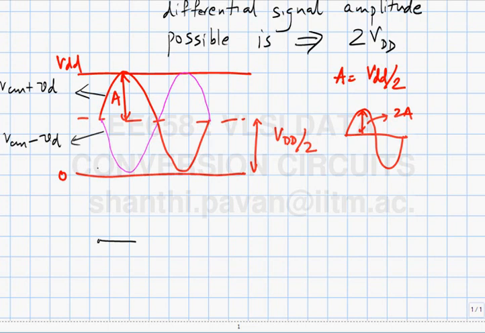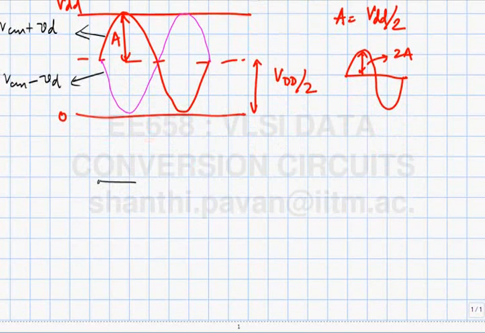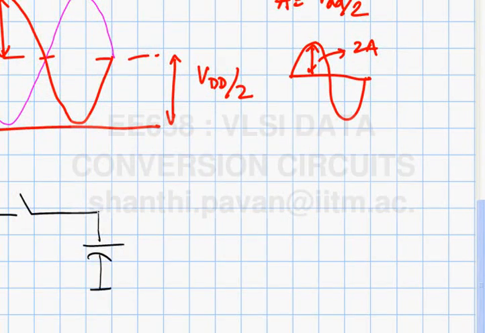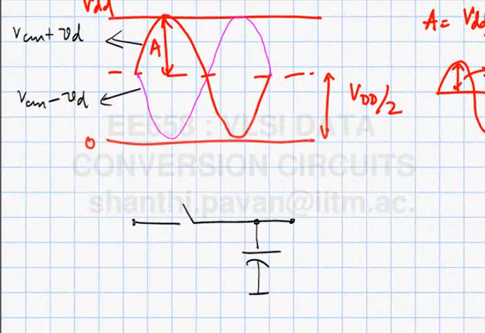Is that clear to everybody? For example, you already designed sample and holds. This is an example of a single-ended sample and hold. This is V in, and this is running at some clock, and this is C1.